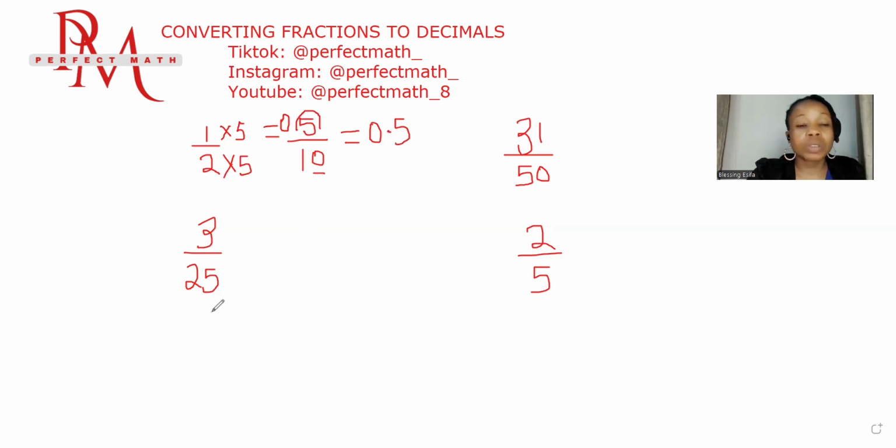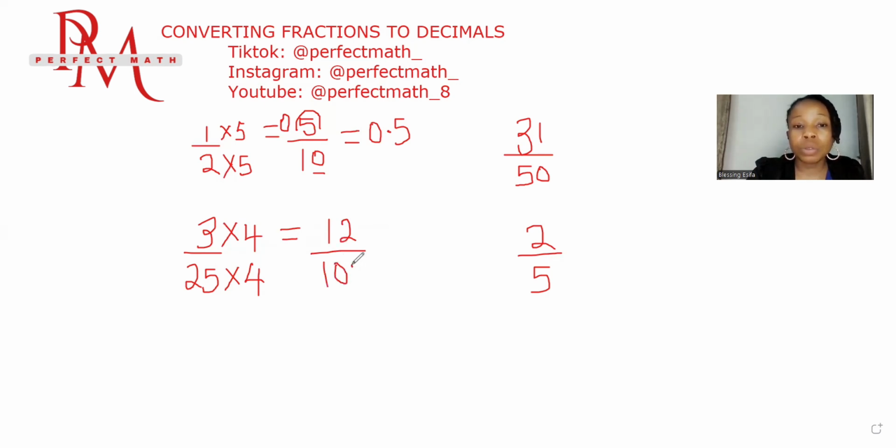All right, let's move on to this. I have 3 over 25. What can I do to 25 that would make it a multiple of 10? I can just decide to multiply it by 4. Multiplying 25 by 4 will make it 100. And since I've multiplied my denominator by 4, I have to multiply my numerator by 4. So this becomes 3 times 4 is 12 over 25 times 4 is 100.